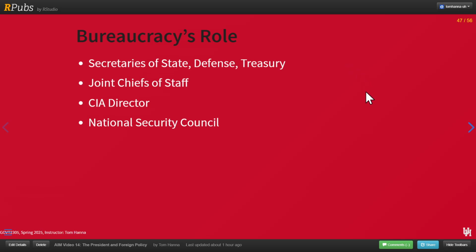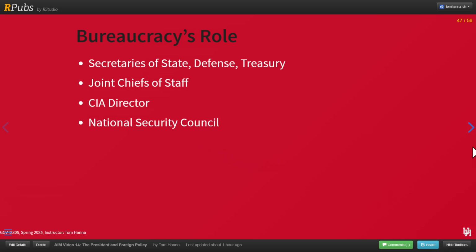The Joint Chiefs of Staff are the generals representing each of the branches of the military who plan American military action and provide options to the president as needed. The CIA director is involved in all of the intelligence or spying of the United States and provides intelligence briefings to the United States president.